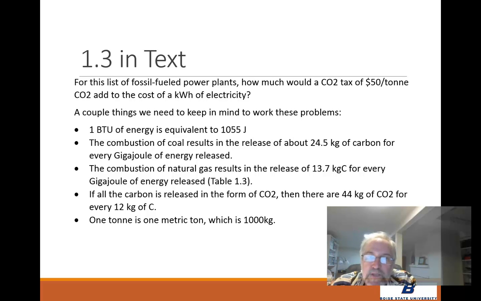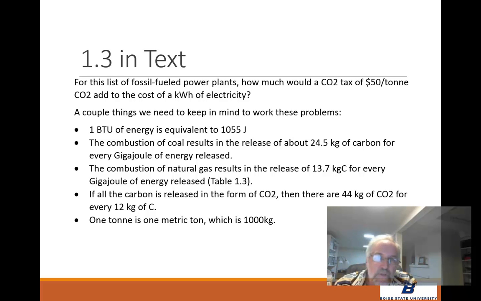Okay, 1.3 in the text. So we want to know what would be the impact of a carbon dioxide tax. This is something that shows up on the federal level. It shows up worldwide periodically. So let's say somebody's proposing a $50 per ton. And notice I spelled ton funny because that's a metric ton, 1,000 kilograms. Somebody's proposing a tax of $50 per ton of CO2. How much would that add to the cost of a kilowatt hour of electricity? And of course the answer to that depends on how it's produced. If it's produced renewably, the answer is 0, right? Because it doesn't impact that.